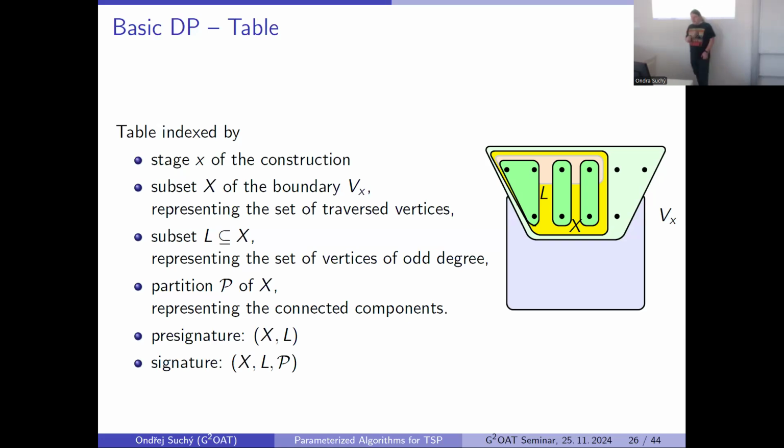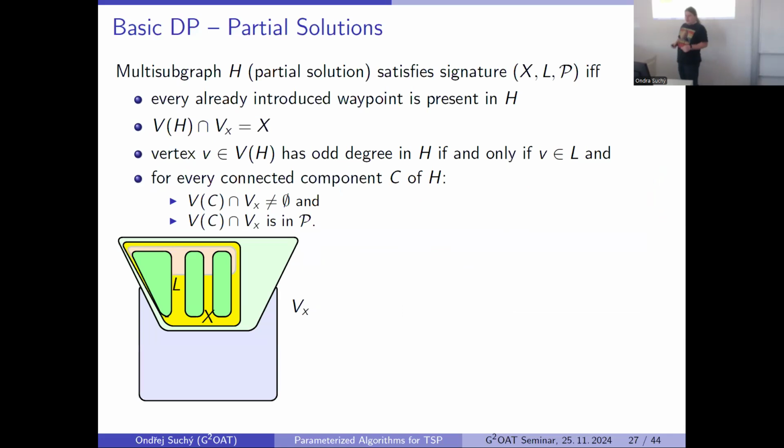Yes, and if you take the set of visited vertices and the set of vertices of odd degree, this is what we call a presignature. And if you add also the partition of the set X, then we call it signature of the solution. And now let's speak about what is the partial solution. Partial solution is a submultigraph of the graph that we had so far.